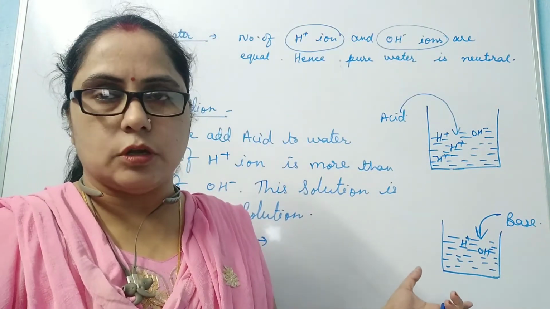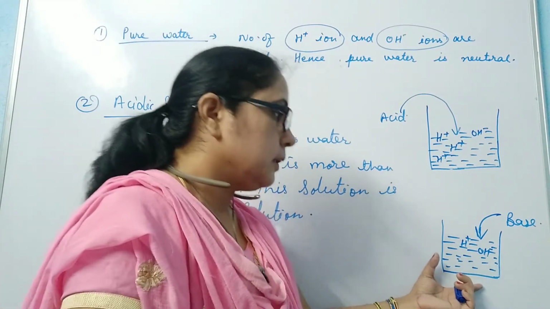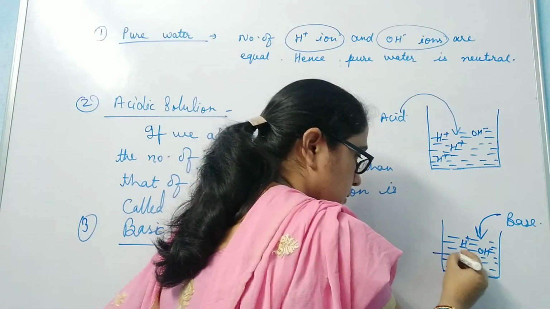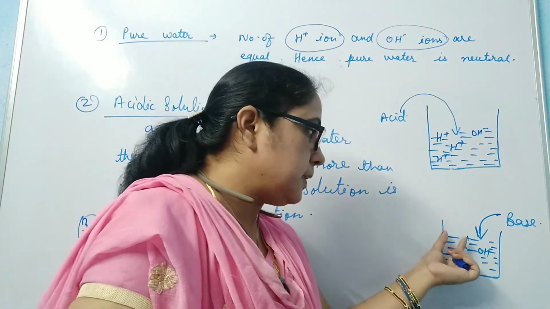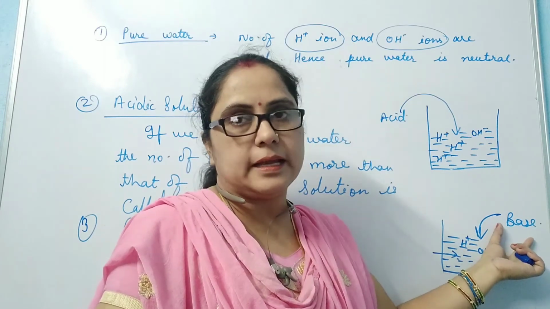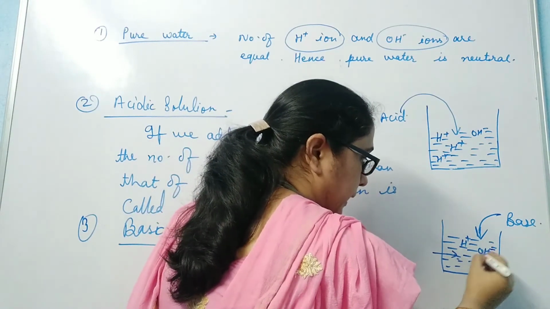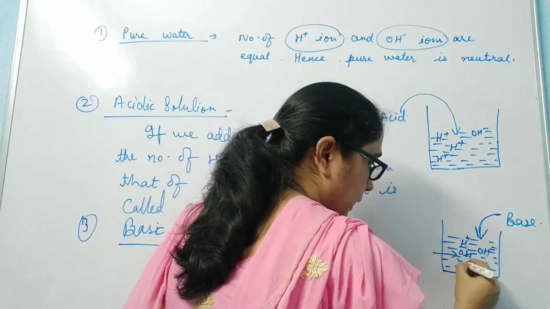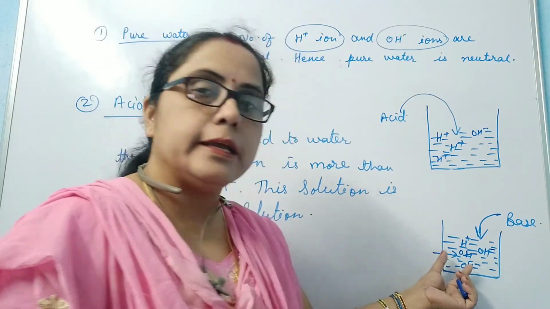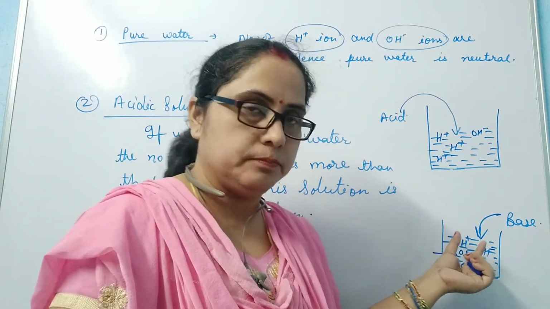In case of basic solution, when we add a base to water, the number of OH minus ion increases in this solution because water already contains H plus ion and OH minus ion. When we add bases, they release OH minus ion in the aqueous solution or in the water. Therefore, the number of OH minus ion increases on adding base, so that the number of OH minus ion is more as compared to the H plus ion in the basic solution.